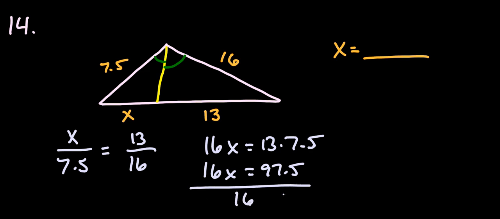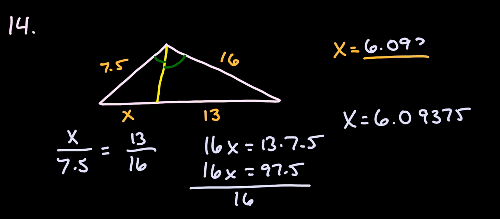We'll divide both sides by 16. And we end up getting kind of a long decimal here, but that's okay. It is exact, so 6.09375. And that's an exact answer, so I'm going to go ahead and just leave my answer like that. No need to round that. If it does ask you to round on a particular problem, we could round that to 6.1 or maybe 6.09, something like that.